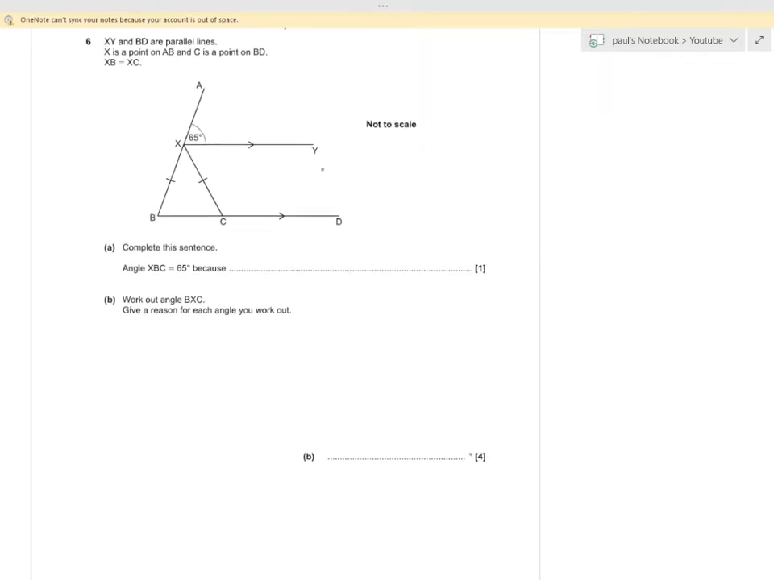Parallel lines and triangles, yeah? XY and BD are parallel lines. Absolutely brilliant. There. Complete the sentence. Angle XBC. Angle XBC. That one is right because if I extend the lines that way, they are corresponding.